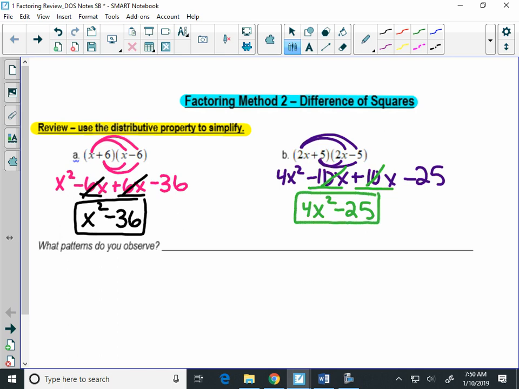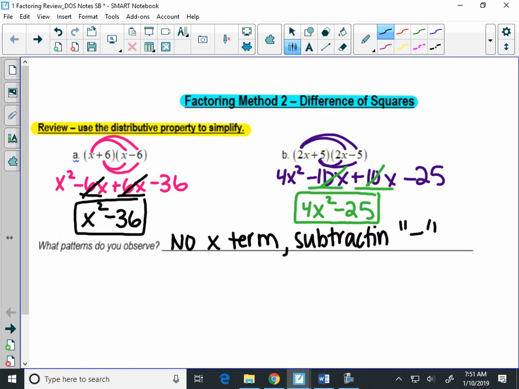So you should notice that something happens here. First, a pattern that happens is that there's no x term. Right? We have an x squared, we have a constant, but we don't have an x term. Both times those canceled off. There's a subtraction sign in between in both, right? They both have a minus sign.